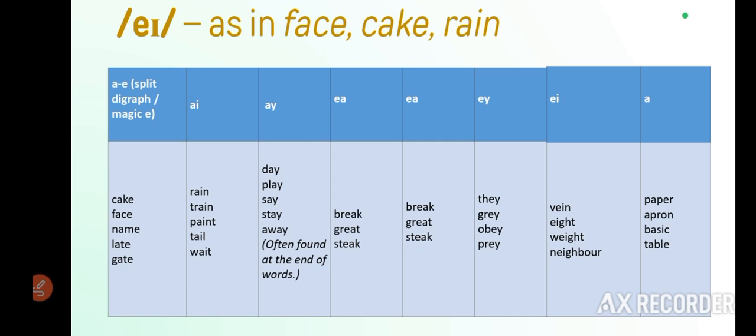It can appear like ea, like break, great. It can appear like ey, like they, great, obey. It can appear like ei, vein, eight, weight. It can appear like a single a, paper, apron. All right. So we look at the second sound.